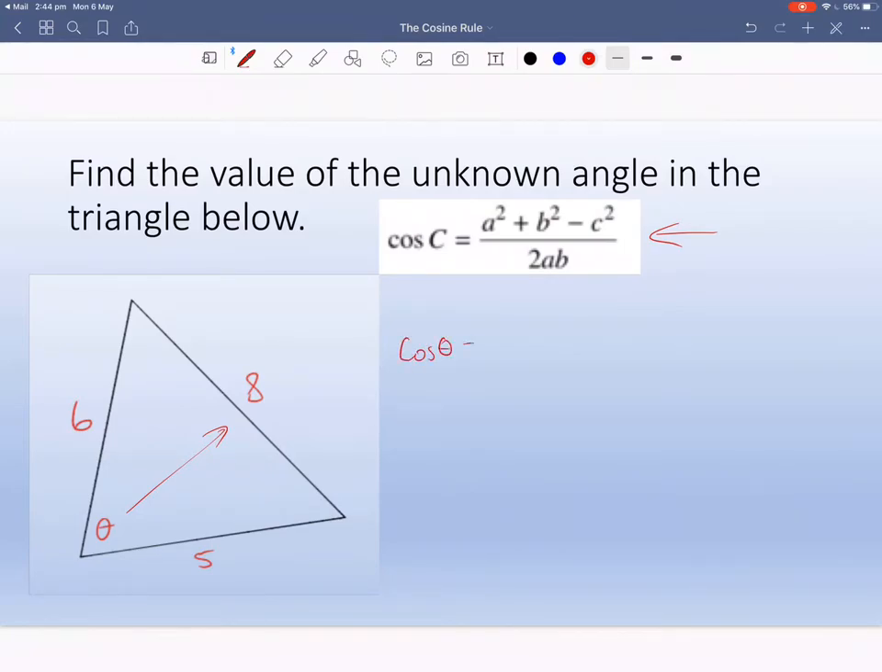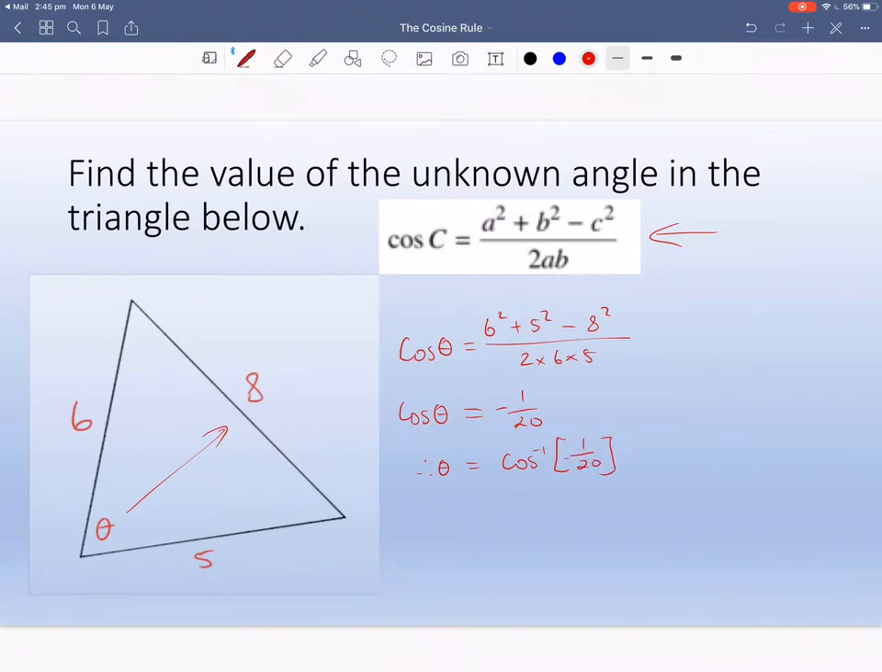Cos theta, because we don't know what it is, equals 6 squared plus 5 squared minus 8 squared, and then we've got 2 times 6 times 5. Now I'm going to put that in my calculator. So I've got 6 squared plus 5 squared minus 8 squared over 2 times 6 times 5. And I get minus 1 over 20. So cos theta equals that. Therefore, theta equals inverse cos of negative 1 over 20.